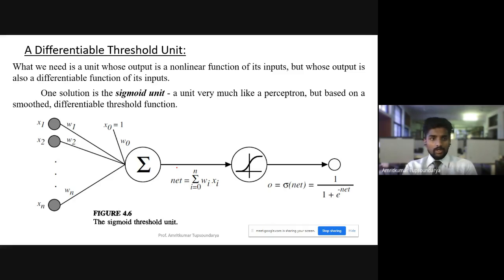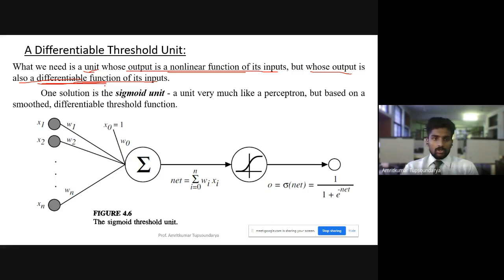What is our need? The need is we need a unit whose output is a non-linear function of its input, but whose output is also a differentiable function of its input. So these are the two important terms here. The output is a non-linear function of its input, and also its output is a differentiable function of its input. This is the unit that we are targeting. We need something like that.